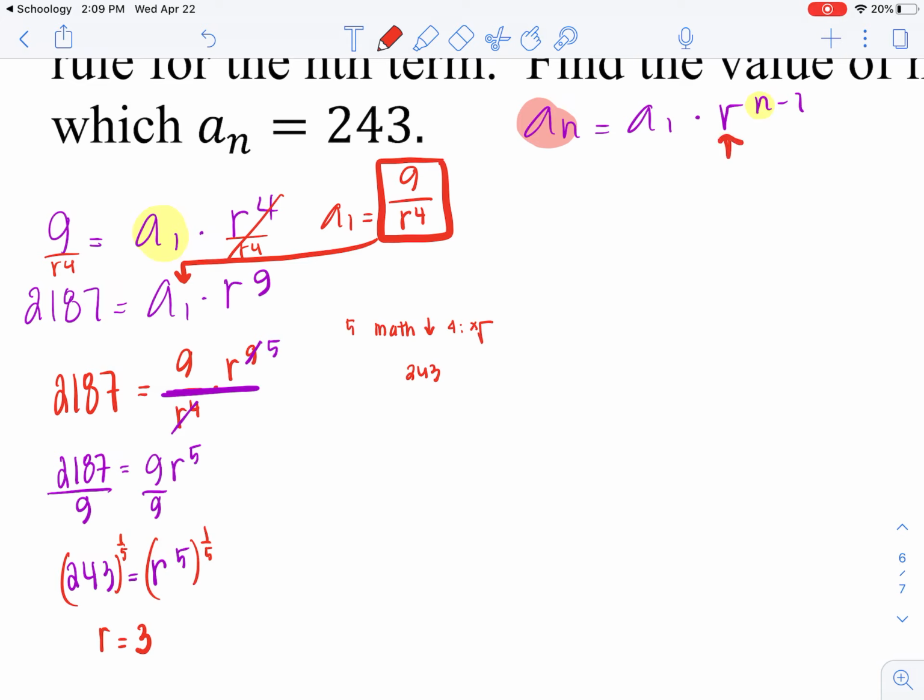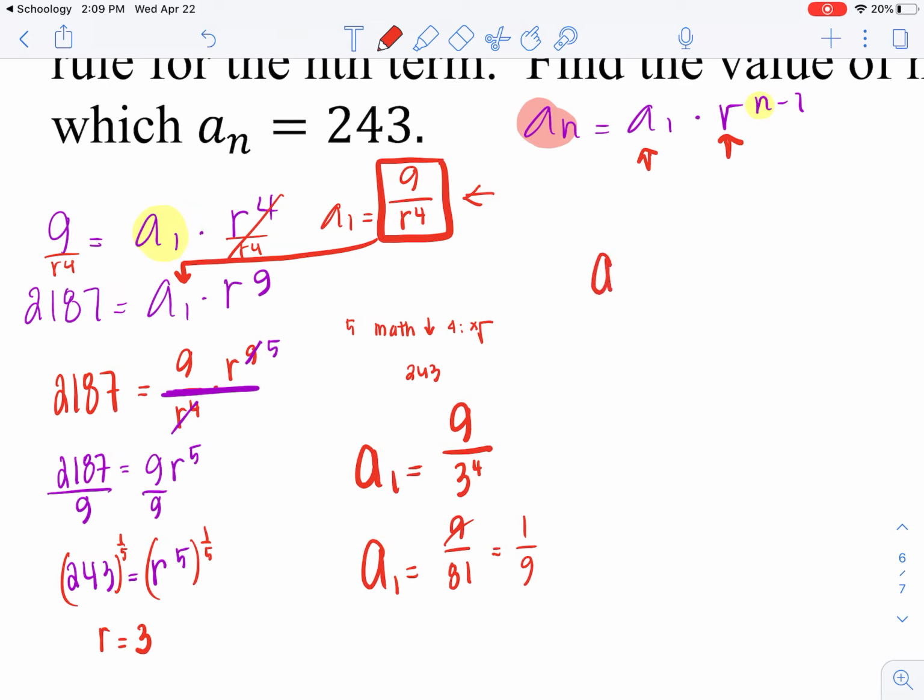All right, so I got this. It's 3, right? But I still need this. So now I have to solve for a sub 1. So I'm going to solve for a sub 1 using this equation right here. So I'm going to do a sub 1 is equal to 9 divided by r, which was 3 to the fourth power. A sub 1 is equal to 9 over 81. And then simplify that fraction, 1/9.